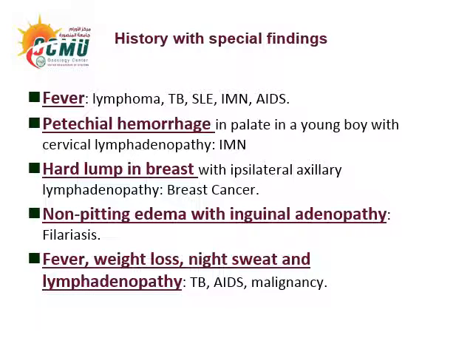We have some cases with pattern diagnosis. Pattern diagnosis means special findings suggest a specific etiology. For example, if we have a patient with lymphadenopathy with fever, the most common causes are lymphoma, TB, systemic lupus erythematosus, infectious mononucleosis, HIV. If a patient has lymphadenopathy with petechial hemorrhage in the palate in a young boy with a cervical lymphadenopathy, this pattern diagnosis suggests infectious mononucleosis. If a female patient presents with axillary lymph node and a hard lump in the breast with ipsilateral lymphadenopathy, we suggest breast cancer until proved otherwise.